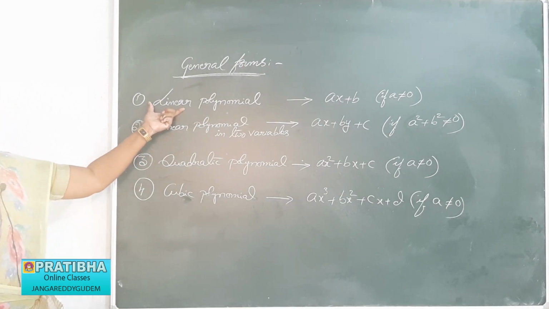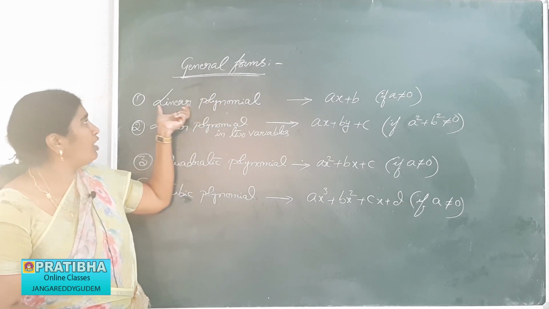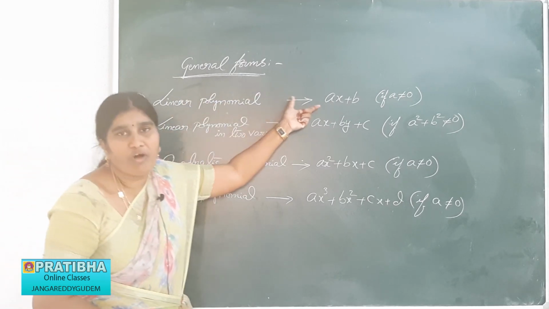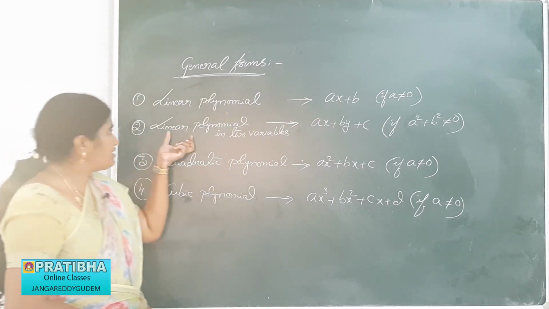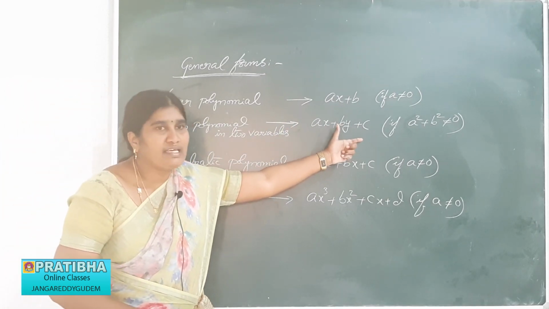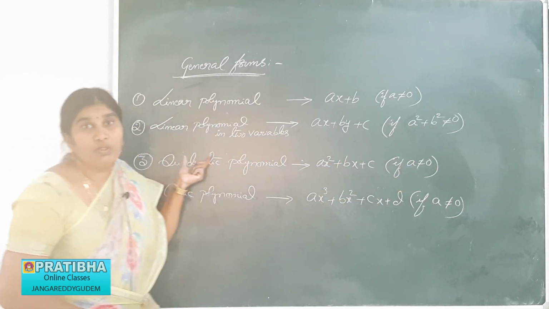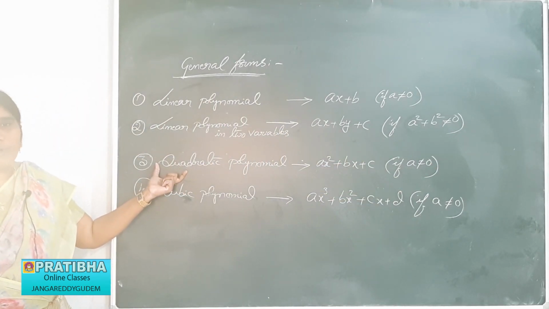Linear polynomial general form. If the degree of the polynomial is 1, then it is called a linear polynomial. Its general form is ax plus b. Next, the linear polynomial in two variables is ax plus by plus c, where a square plus b square not equal to 0.